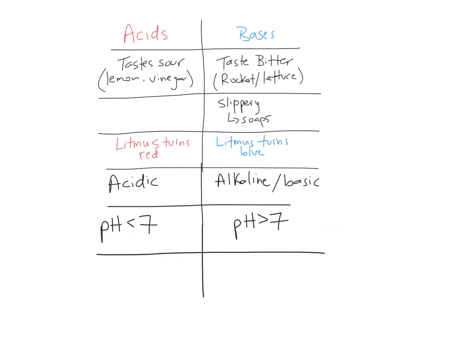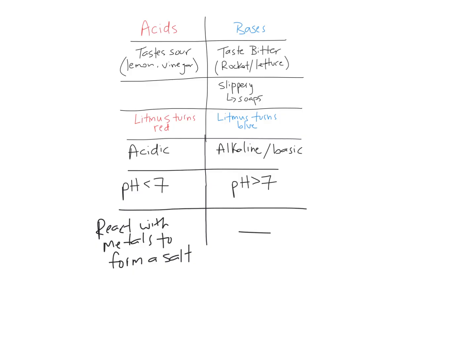We'll get into a little bit more of the chemistry. Acids react with metals. An acid reacts with a metal to form a salt, or an ionic compound of some sort. Bases do not react with metals.